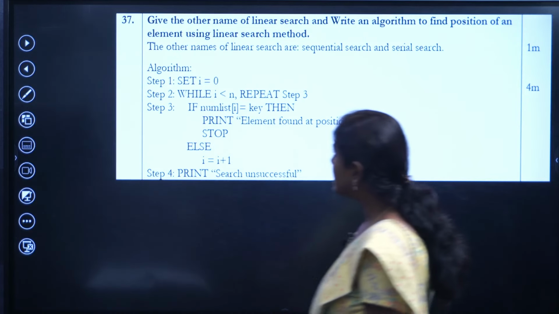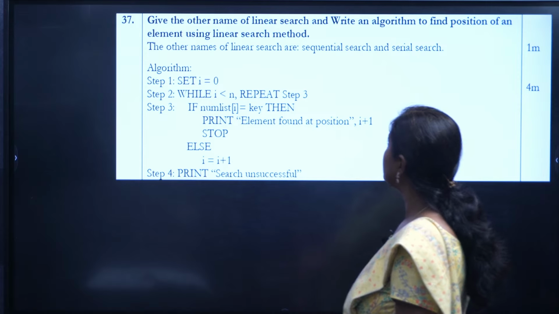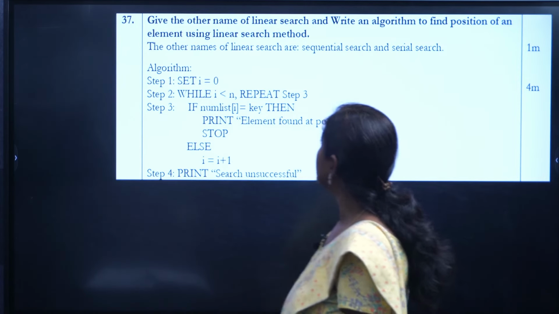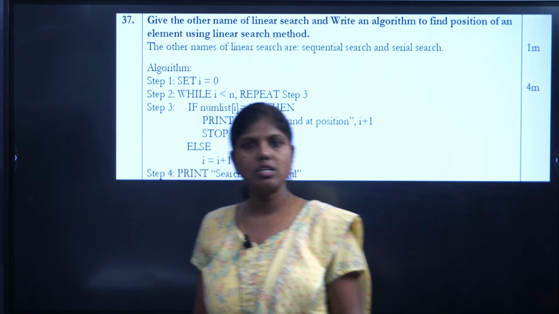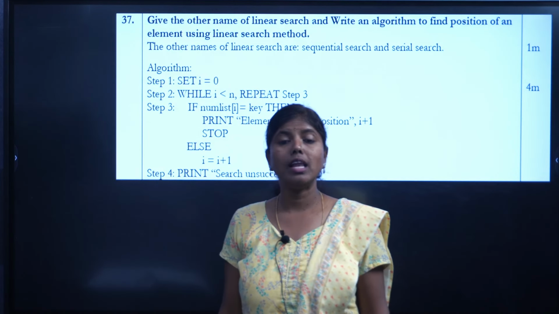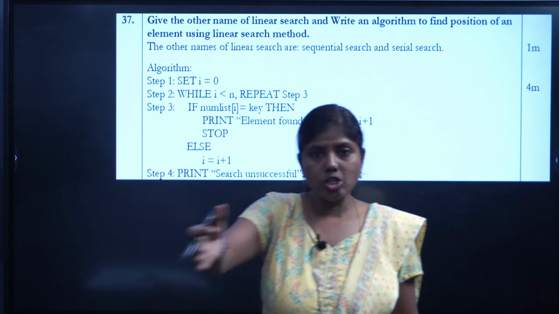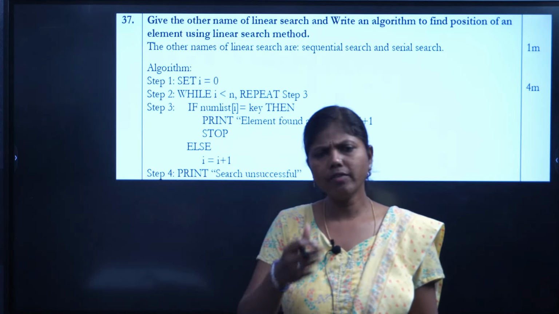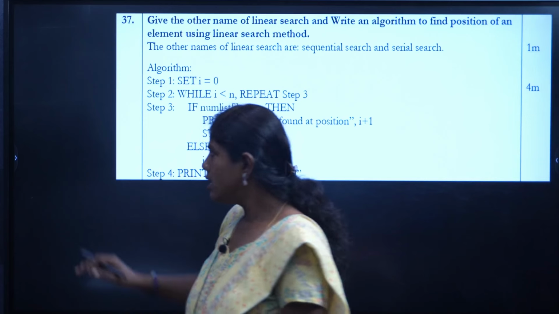That's going to be question 37. Give the other name for the linear search and write an algorithm to find the position of an element using a linear search. So what is a linear search? Very simple. Linear search is one of the searching techniques where the element is searched in a sequential way. One after the other. Okay, and one after the other we're going to search the element.